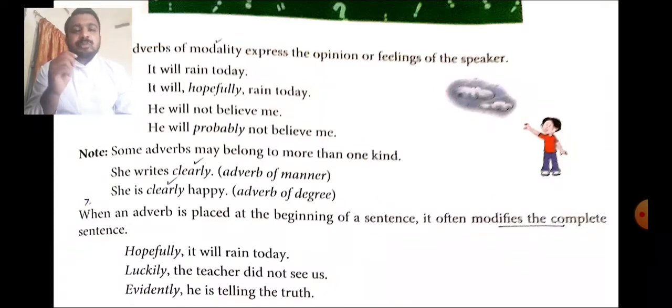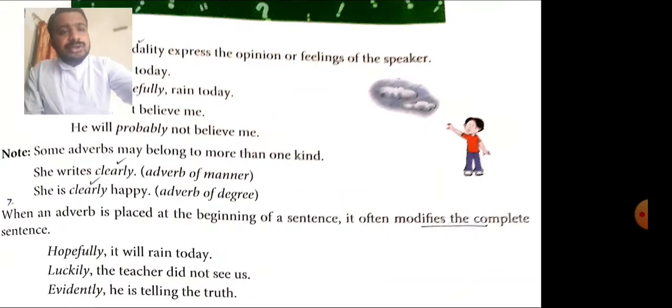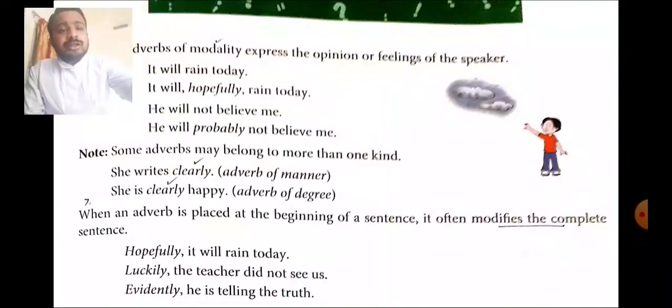Now, when an adverb is placed at the beginning of the sentence, it often modifies the complete sentence. We were seeing the various kinds, but if an adverb comes at the beginning of the sentence, that sentence is fully modified. For example, hopefully it will rain today. Luckily, the teacher did not see us. Evidently, he is telling the truth. Now, in the next page, we are going to see how these adverbs are positioned.